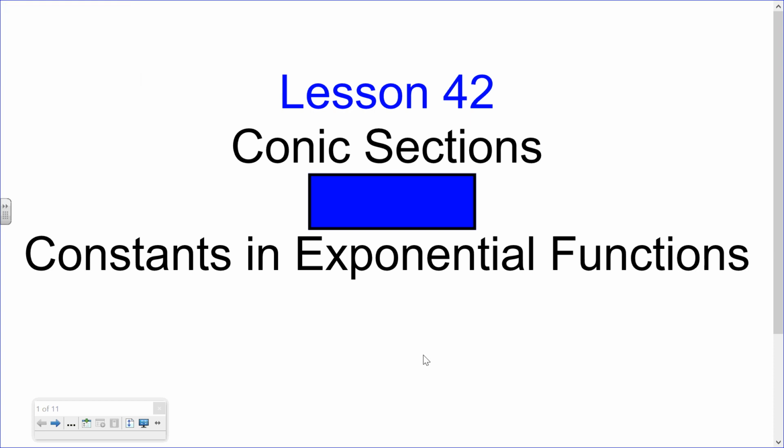So today we're going to start talking about conic sections. And then our second topic is going to be how do we use shifts and exponent properties to make it easier to graph some exponential functions that have more than just x for the exponent. Maybe they have 2x minus 7, or maybe they have 5 plus x, or something like that. How can we graph those a little bit more easily?